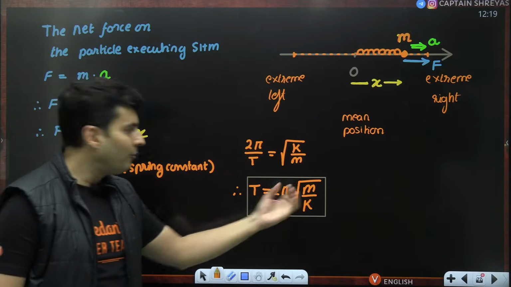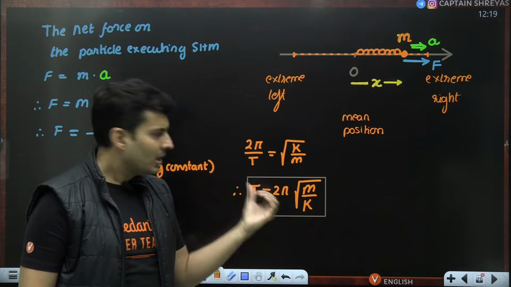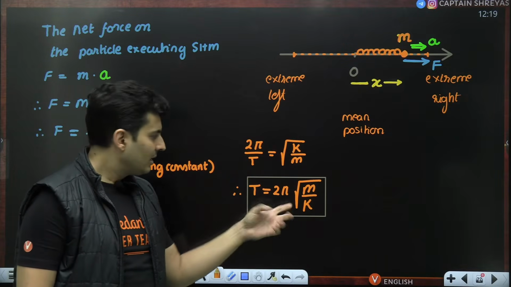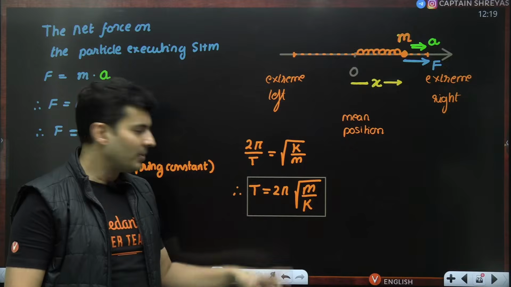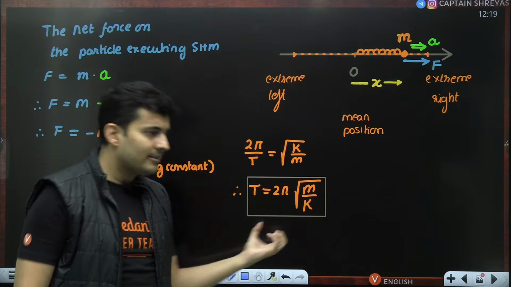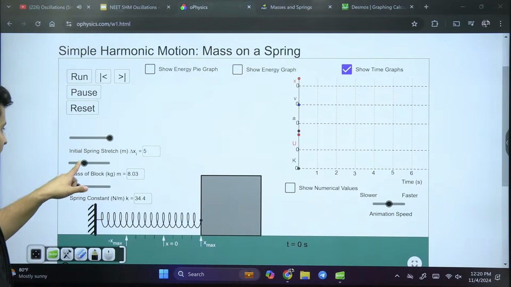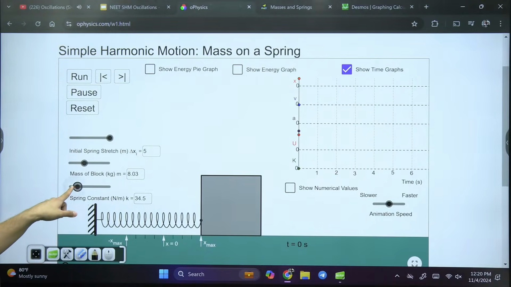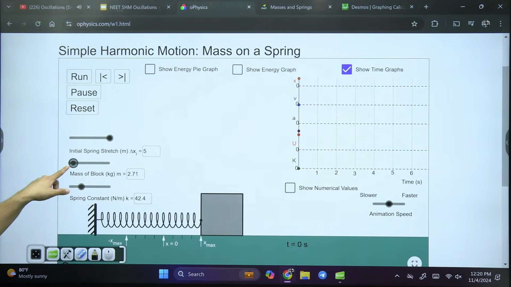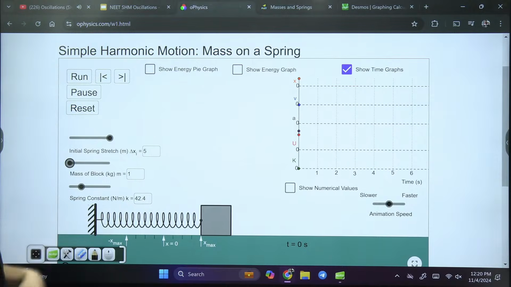So see this, if mass is heavy, time will be more. If mass is less, time will be less. If k is more, very strong spring, time will be less. If k is less, time will be more. Let's see whether it is actually true or not. Let's try this. Let's take the mass of the block to be very, very small.